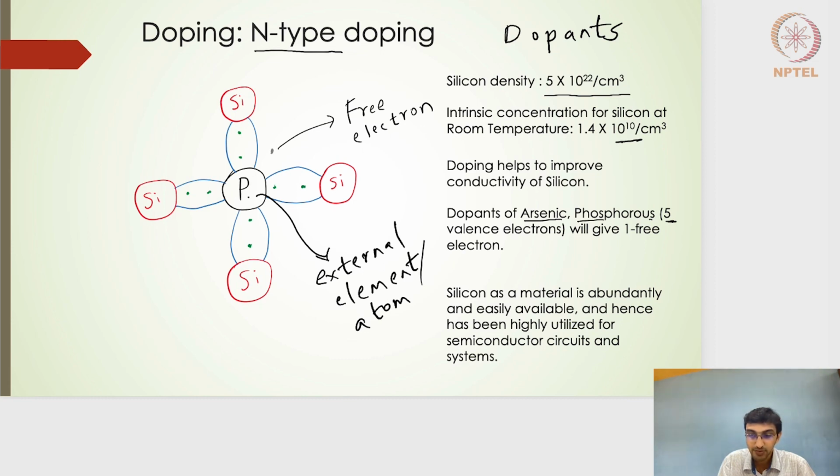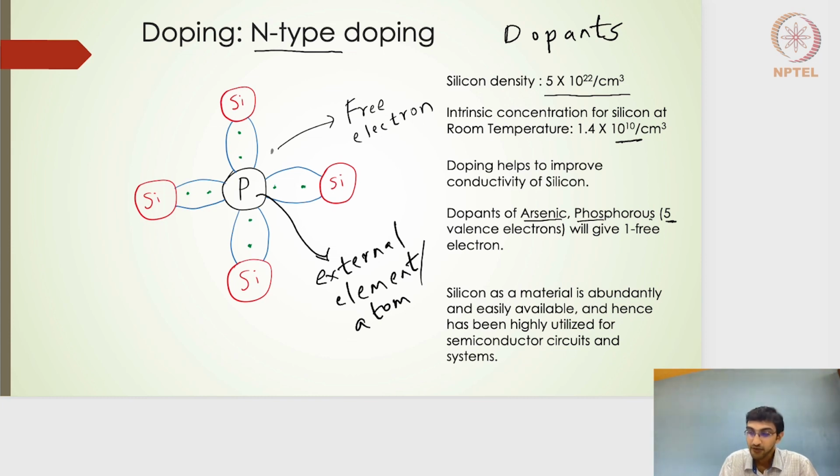We will have one phosphorus which forms four covalent bonds with the neighboring silicon atoms. But phosphorus has five valence electrons, so one more electron is available here. This electron will be available to be attracted towards the positive potential whenever the bias is applied. If I introduce two more phosphorus atoms, I will have two more free electrons that we can utilize for conducting the current. And if I introduce 10 phosphorus atoms, I will have 10 such electrons, right?